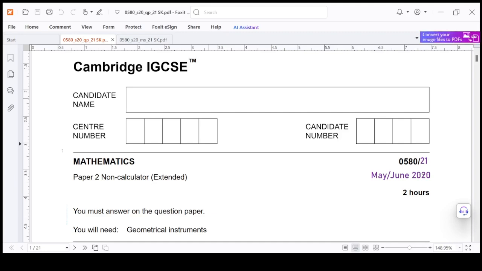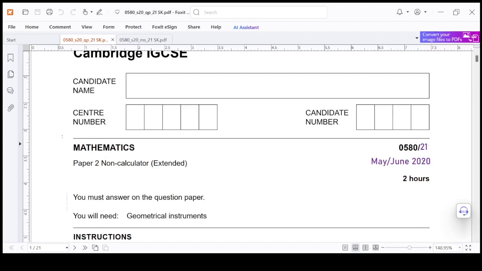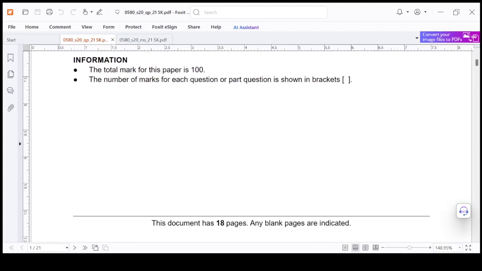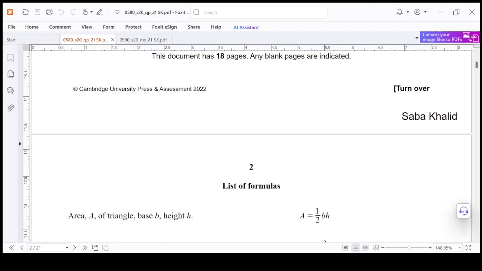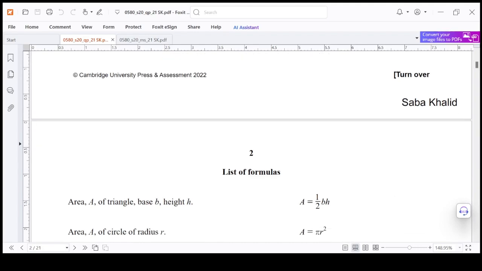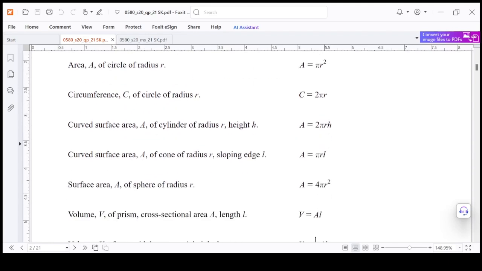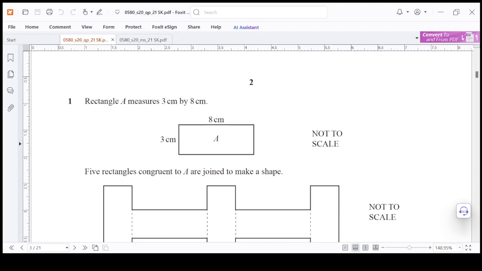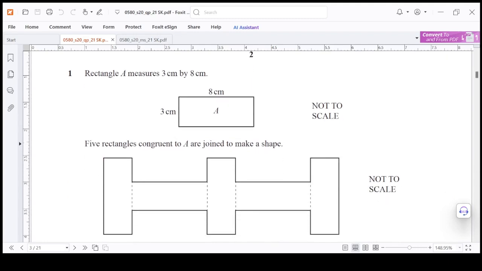So this paper has been slightly tweaked so that it now follows the current syllabus, which is syllabus 2025. It's now 2 hours long and the total marks are 100. You should be able to view the paper and its marking scheme from the link below. You will find a formula sheet in the new papers. And here's the first question.